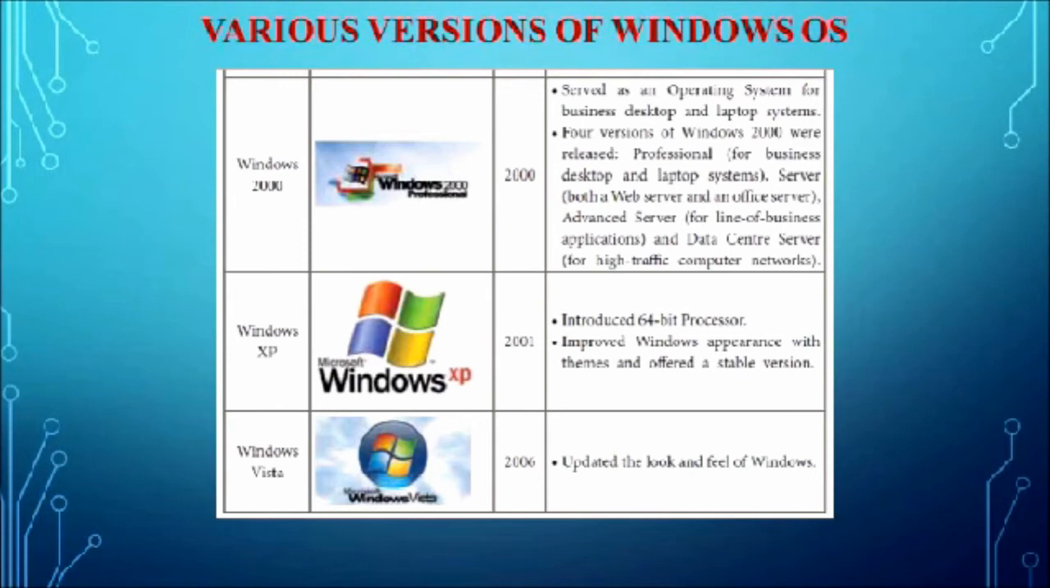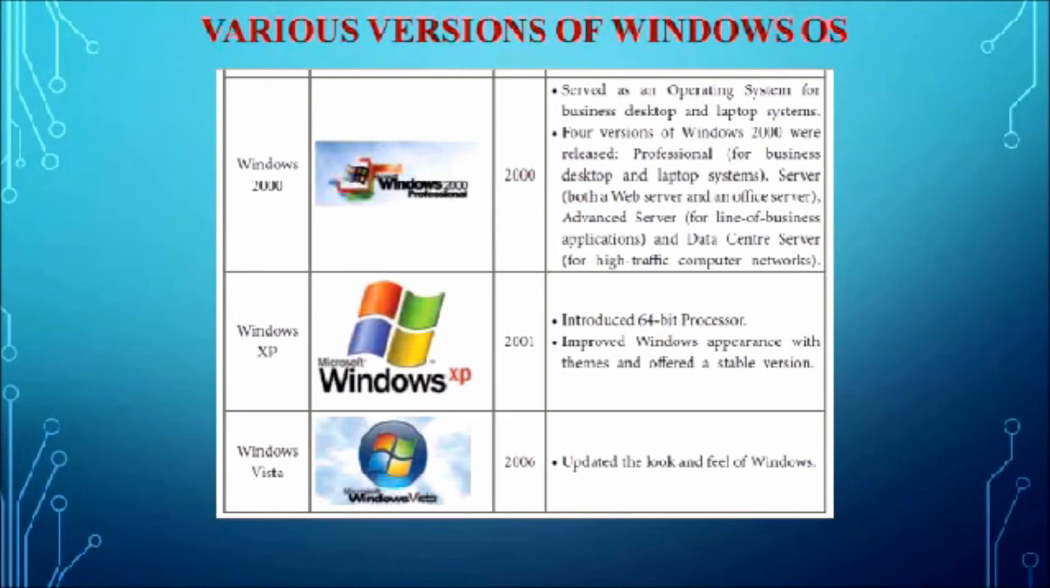The next version of Windows is Windows XP. It means Windows Experience. It was developed in the year 2001. The specific feature of Windows XP is that it introduced a 64-bit processor with a high-speed processor. So by this, the Windows operating system improved the appearance and themes, and it was offered as a stable version for many years.